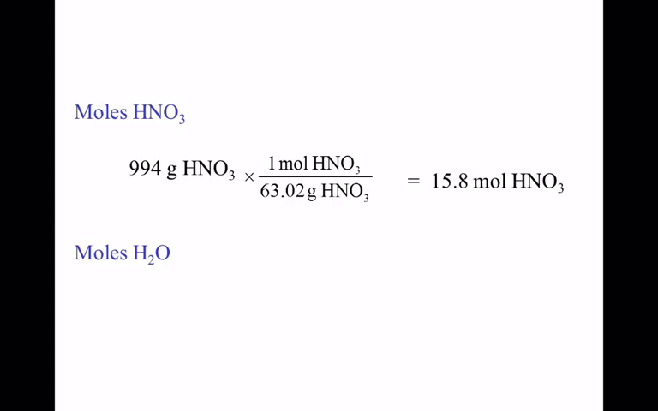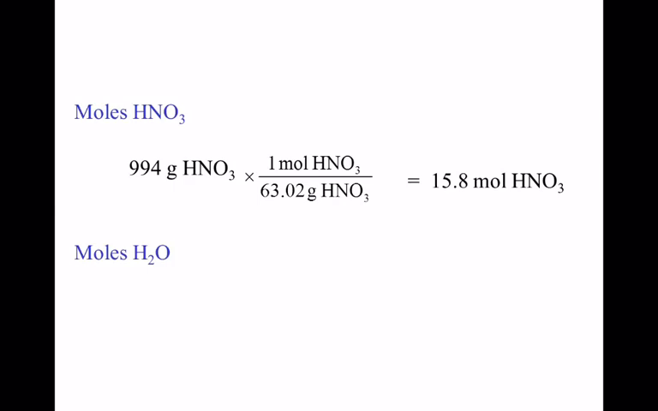So here we go. Moles of HNO3 in this case, we had 994 grams of HNO3. Use the flipped version of the molar mass of HNO3, 1 mole of HNO3 per 63.02 grams. Grams will cancel, we're left with moles. We need to round according to three significant figures. I got 15.8 moles of HNO3. So we're starting to kind of see some things flesh out over here.